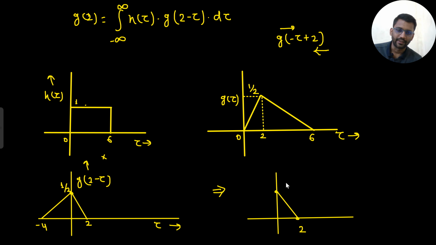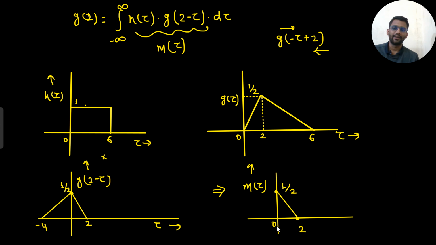It will be multiplied with 1 only. So only this much of function you are getting. So let's assume this one I am calling as m of tau. So this is my m of tau, right? Now what do I need to do? I just need to calculate the area of this. That will be my final answer, right? So my final answer g of 2 will be 1 by 2 into base into height.